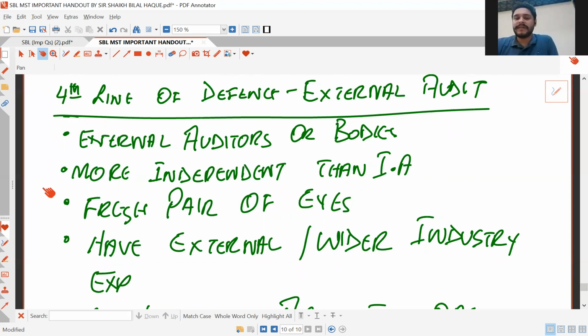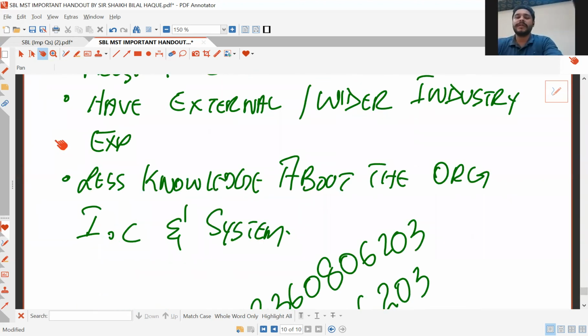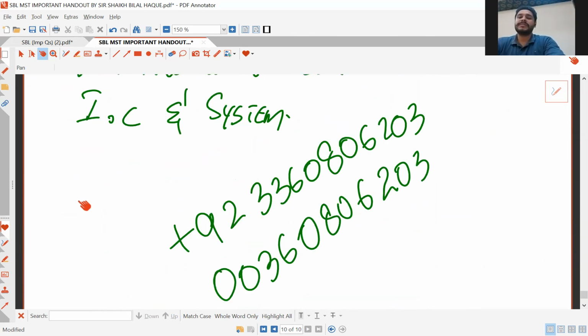Having the external and wider industry experience will give one something advantageous, and less knowledge about the organization's internal control system and policies.